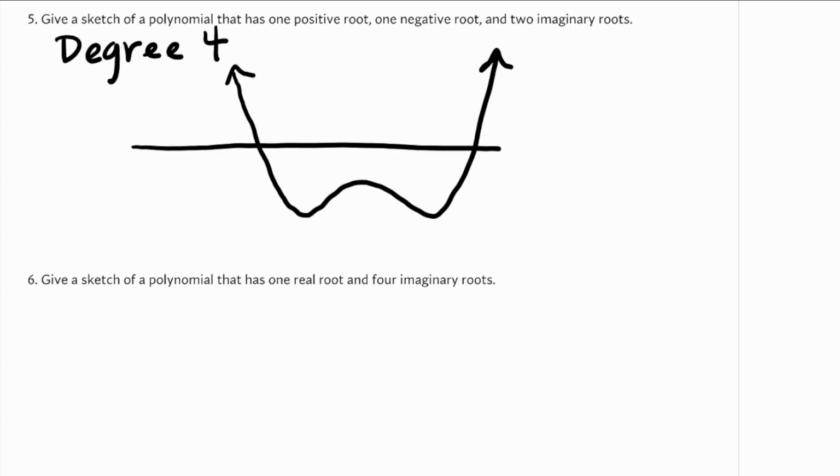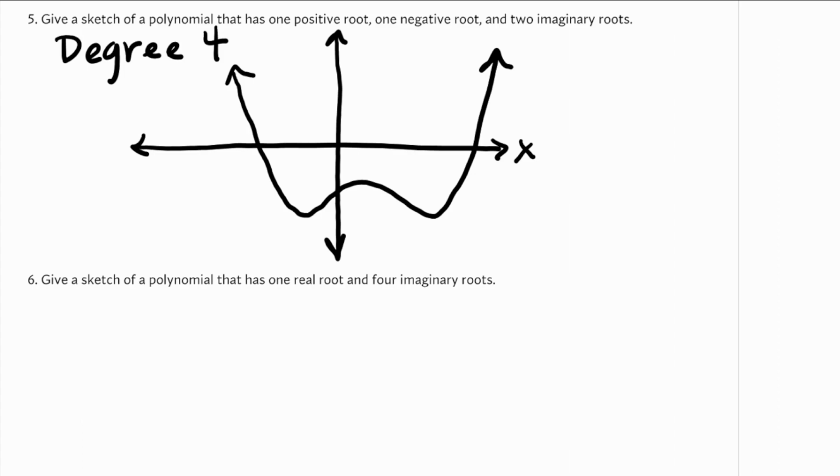1 positive, 1 negative, that just means that the y-axis is going to have to happen somewhere between these x-intercepts. So, why not there? And there we've got ourselves a nice sketch of a graph that has those properties. But you don't have to have those turning points. It could just look like a regular parabola if you wanted to draw it like that.